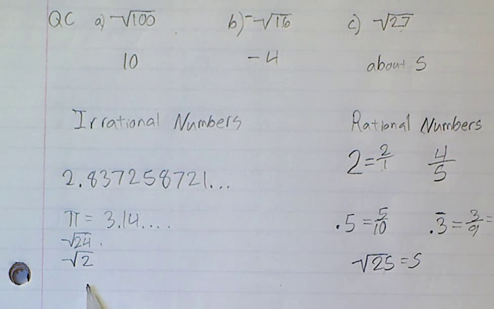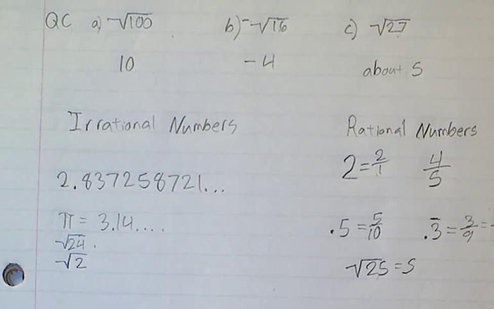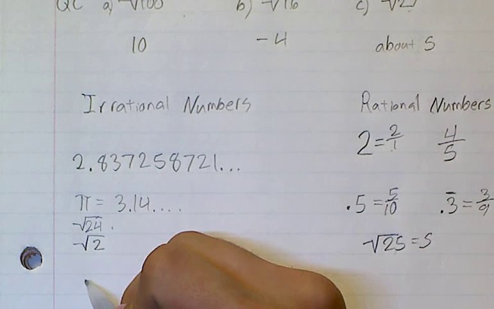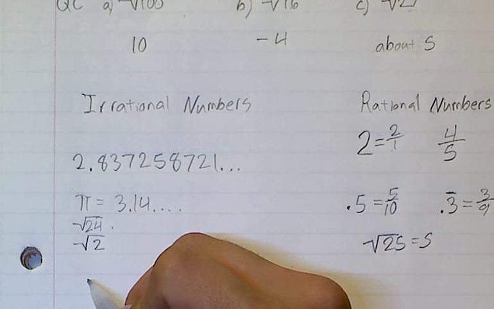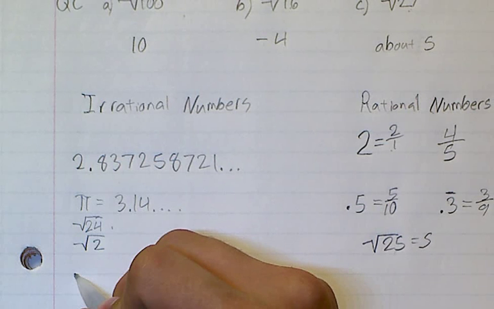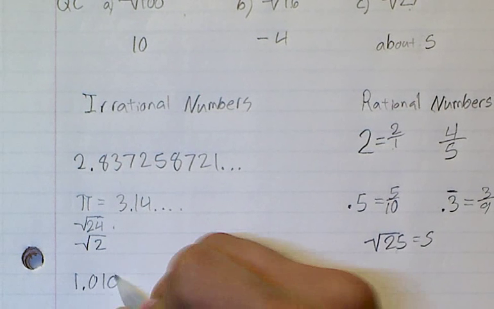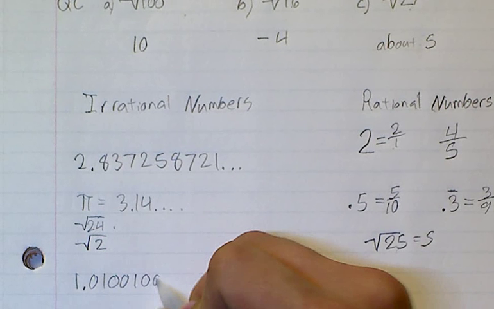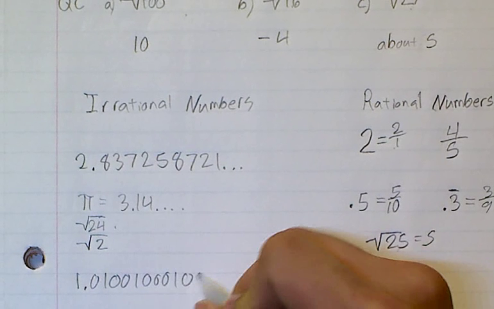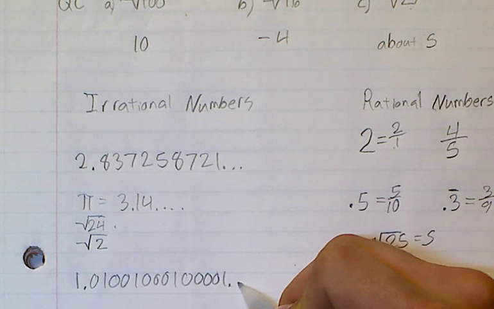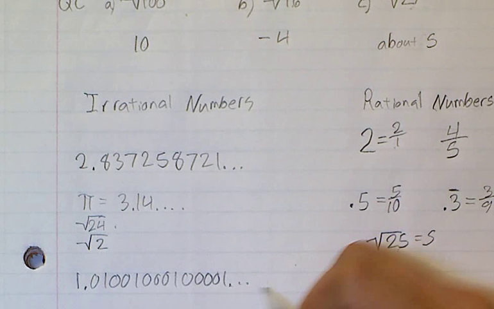I need to go over one last special case for you. And that's this: you can have numbers that look like they have a pattern, but they technically don't have a repeatable pattern. What I mean by that is this: 1.01001, triple 0, 1, quadruple 0, 1. You kind of getting the idea? And if it does the little ellipses, it means it keeps going in the pattern you see.